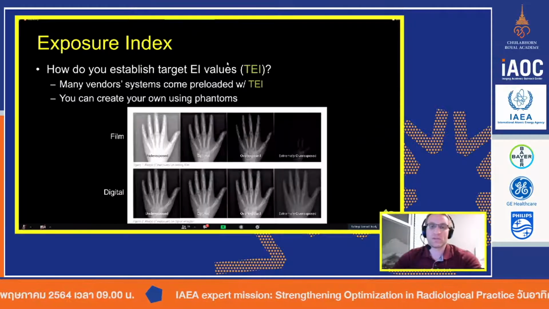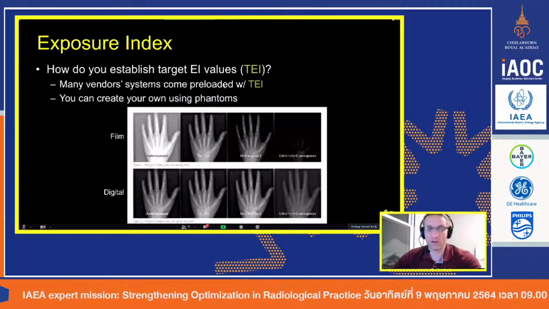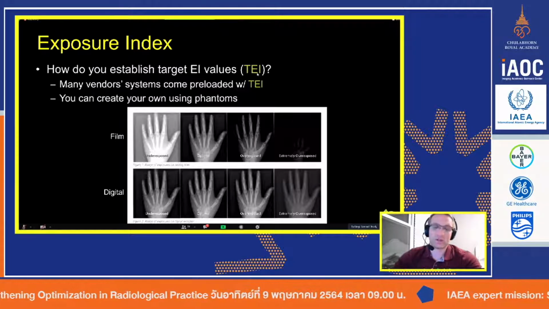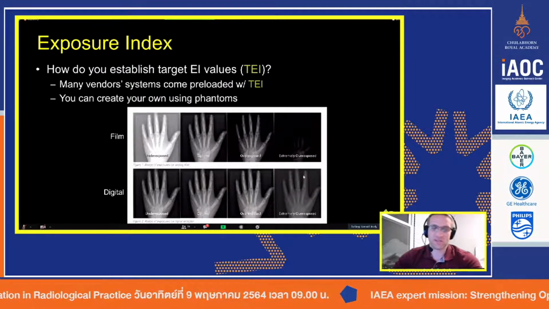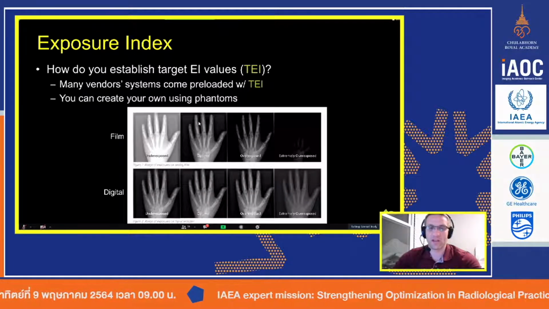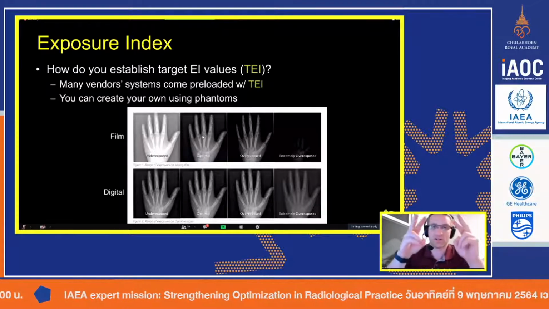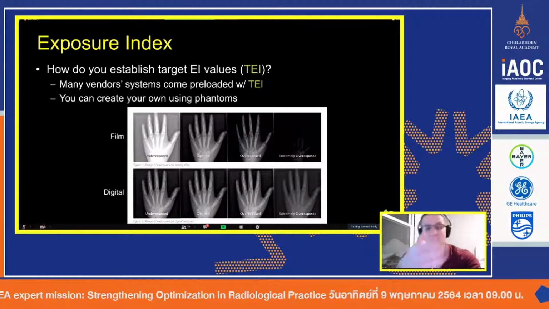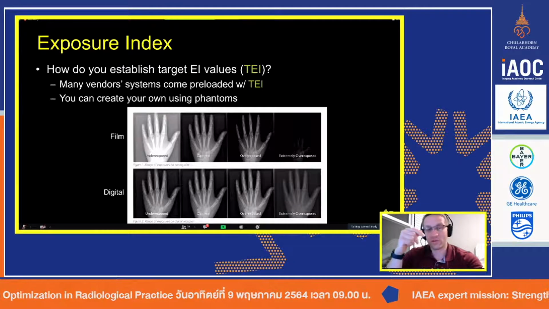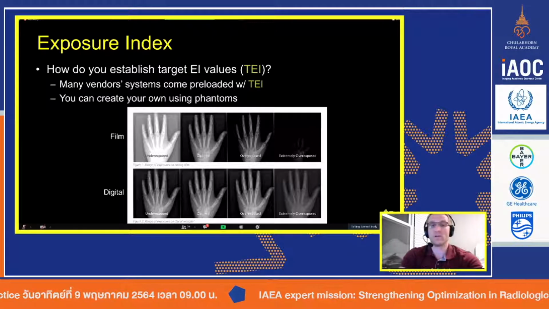Most systems, especially the newer ones, may already come with vendor-specific preloaded target EI values, or TEI. The way they typically do this is they'll just image a bunch of phantoms. They'll pick, oh, that one looks overly exposed. That one looks good. Okay, I like this value, so I know the EI of this value, and that becomes the target EI. Now, you can do the exact same thing using your own phantoms, and that would allow you to figure out if you like the target values that the vendor provides for you.